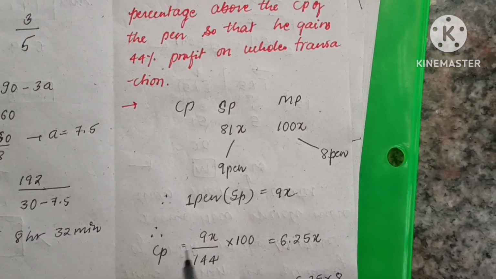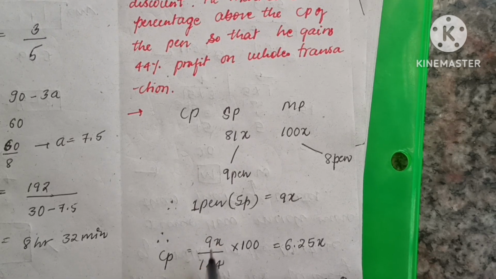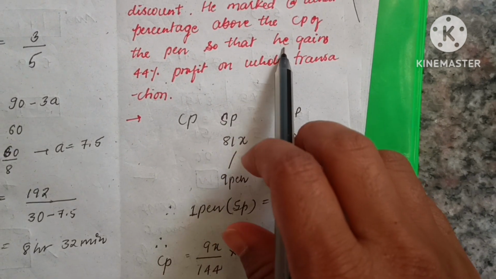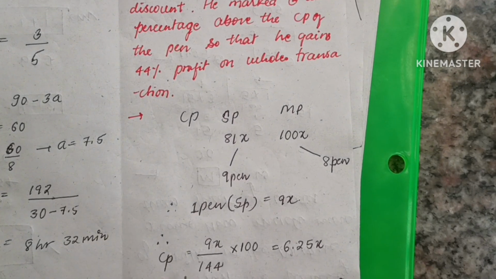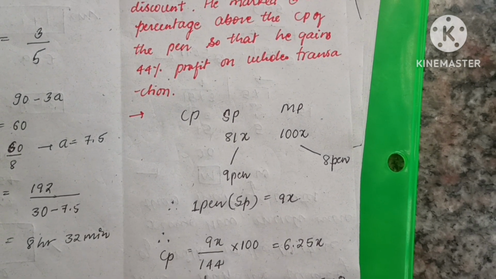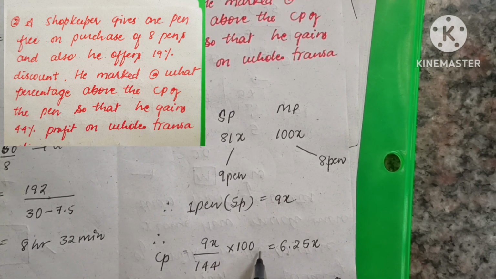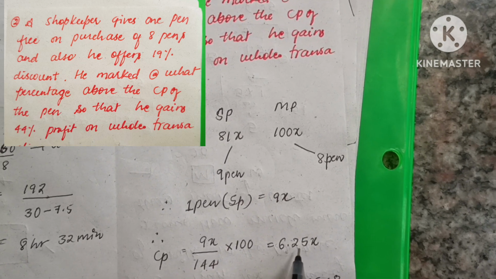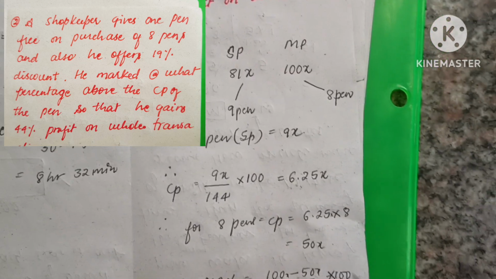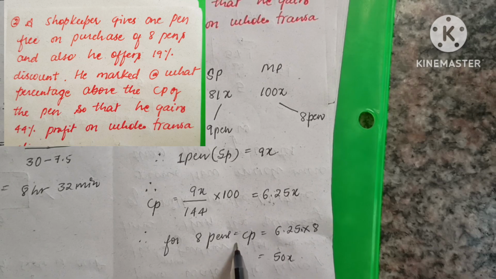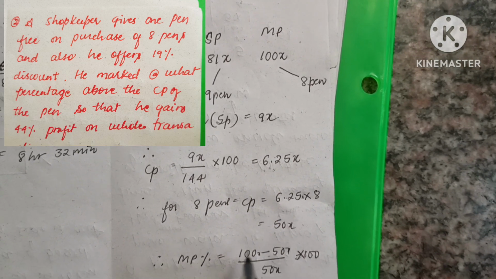And in order to get the cost price, here we know the selling price of each pen, and also in the question they have mentioned that he gained a profit of 44%, meaning this 144 is also the selling price. So if I multiply it by 100, I will get the cost price, that is 6.25, which is the cost price of 1 pen. Okay, and for 8 pens the cost price will be 8 into 6.25, so that will be equal to 50x.